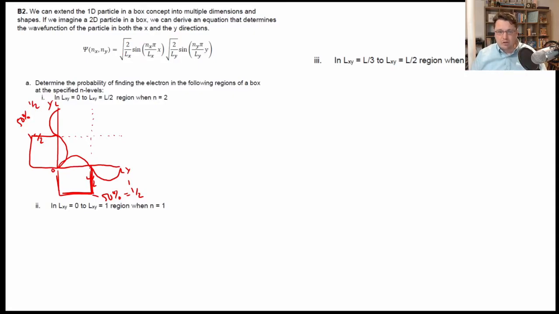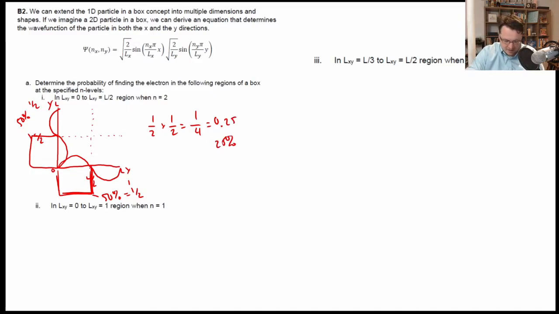So if it was a 1D particle in a box, and we were just looking at going from 0 to L over 1/2, the halfway point for n equals 2, in each one of those cases it would be 50%. But because we're looking at a 2D particle in a box, now both of those percentages are essentially stacking up. So we have to multiply them by each other. And so 1/2 times 1/2 gives us 1/4. And so 25% of the time, a quarter of the time, 0.25.